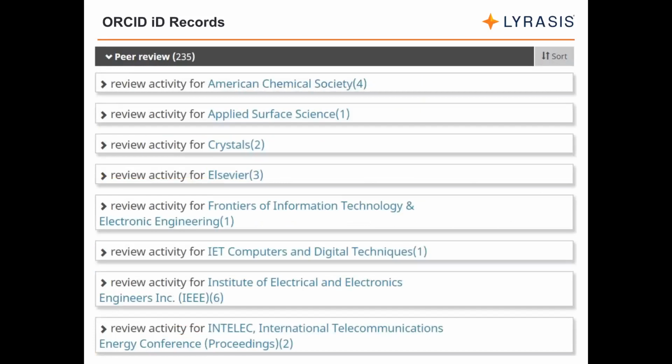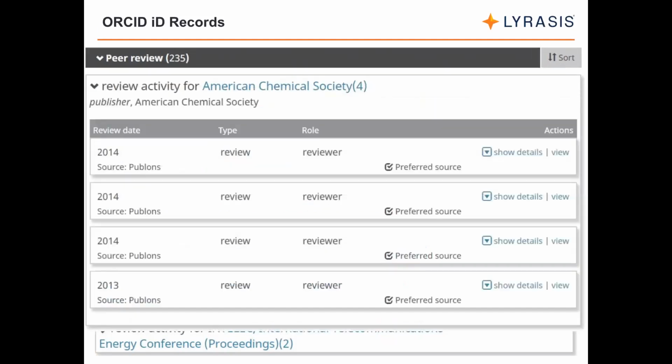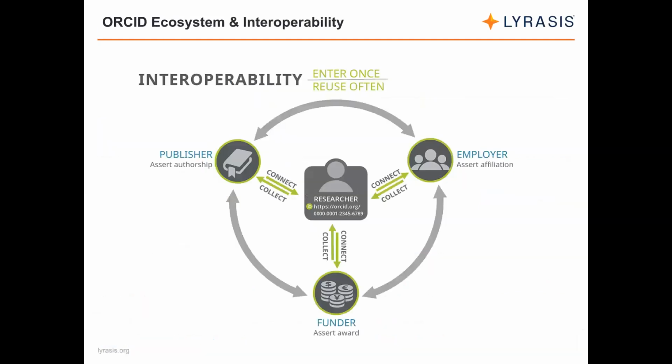It's also possible for organizational systems to assert peer review information onto ORCID records. However, the researcher cannot add this information directly. So as you can see here, Publons has asserted that this individual was a reviewer for the American Chemical Society in 2014. So while ORCID was created to help with name disambiguation, it's also much more than that.